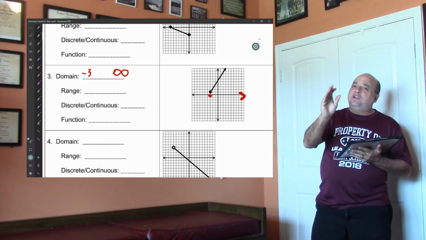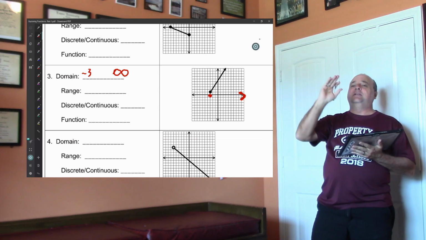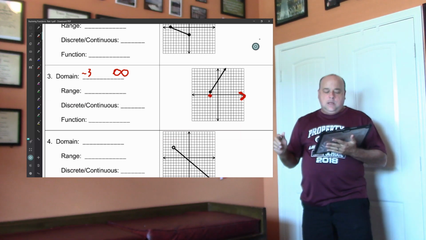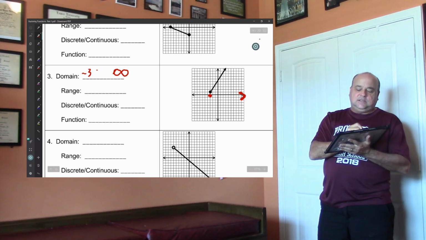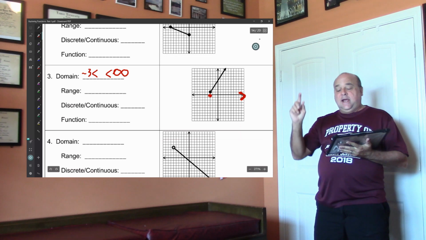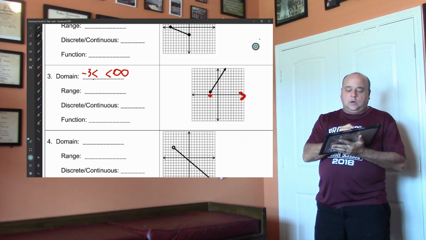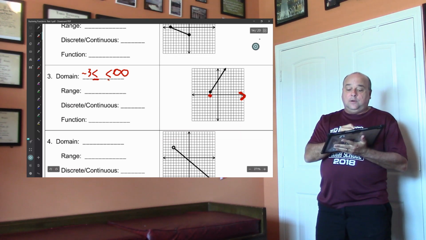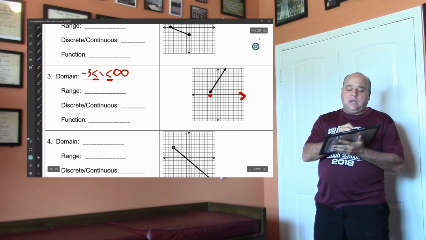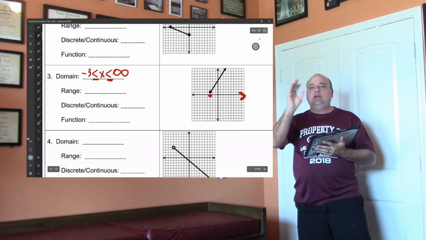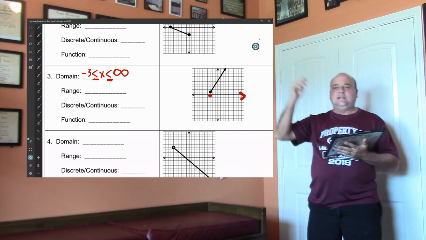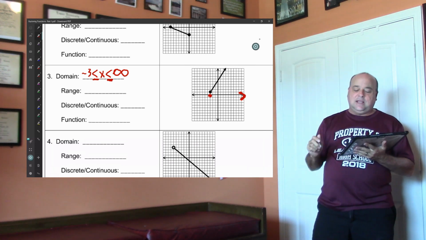Okay? So if there's an arrow tip in your graph, it's going to have an infinity symbol. Now then, let's put the less than symbols. The -3 has a closed dot, so we're going to put equal, and infinity will always have an equal bar. And then put the x. So the domain goes from -3 to infinity. That's how you would read that, and that's how you would write that down.